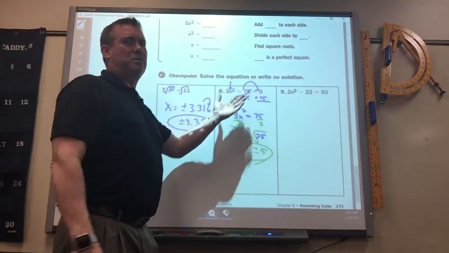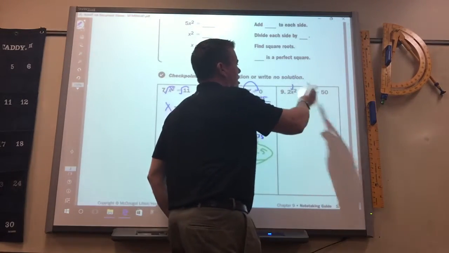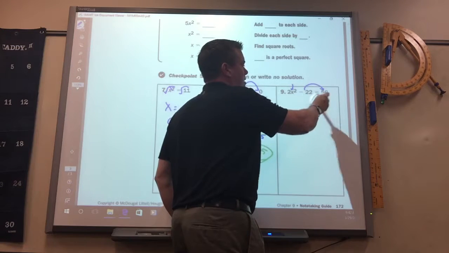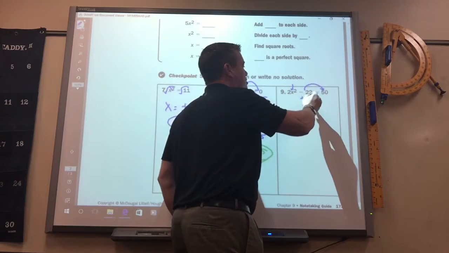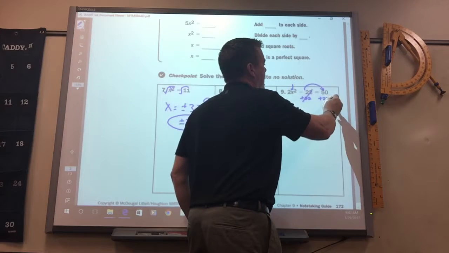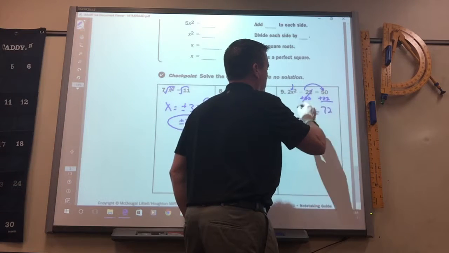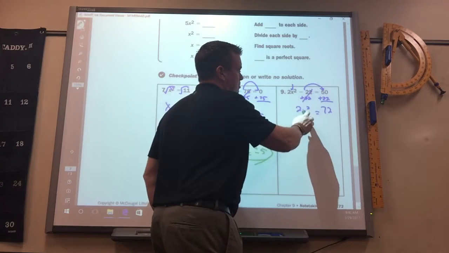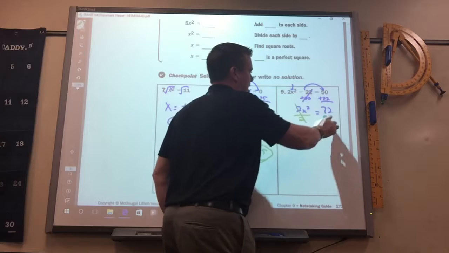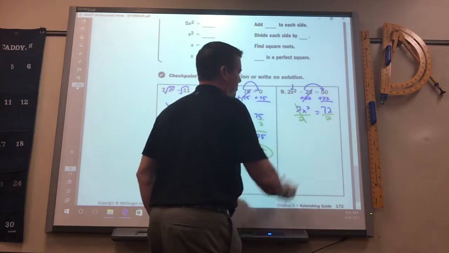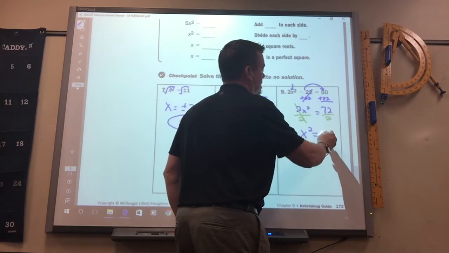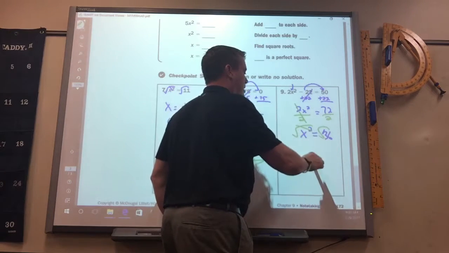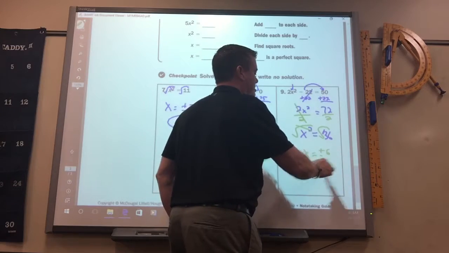So this one is like this one. You got to get the x squared all by itself first, so you got to get rid of the minus 22 over with the other regular number. Since they're on opposite sides, you do the opposite. It's minus, so you add. Okay, you can't square root it yet because there's a 2 multiplied times it. So you do the opposite, you divide by it. Now the x squared is by itself. So you square root, x is plus or minus 6.